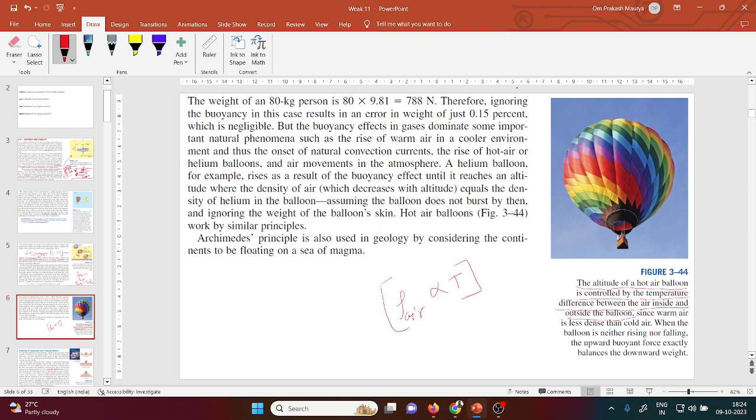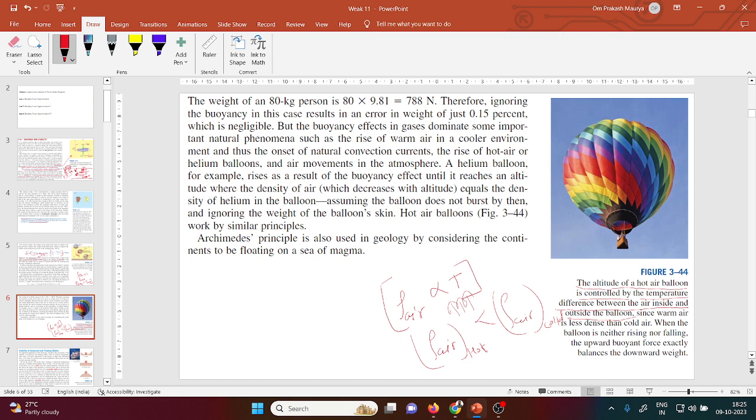That is, the hot air having less density than the cold air, so hot air will always try to move in the upward direction. So inside the balloon what is there? Hot air is here, so it tries to move upward. So due to this temperature difference between the air, what will happen? If hot air tries to move upward, then in that condition your balloon is floating in the air.